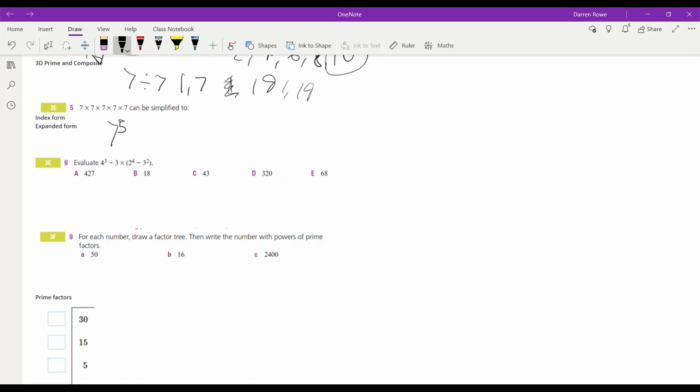Now, on the same token, if they were to say, let's say 6 to the power of 3, and they said write that in expanded form, well then you would just write 6 times 6 times 6, and there are 3 6's there, therefore that's where the 3 comes from. That's how you know. Then how we evaluate that, you'll see that's more complex.